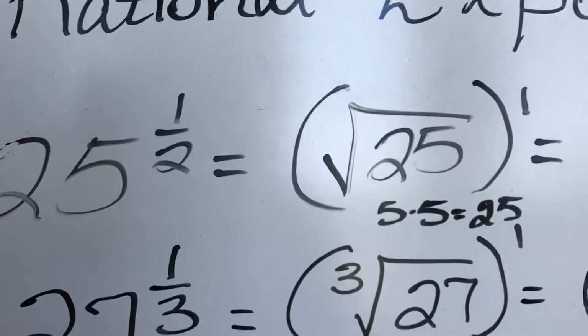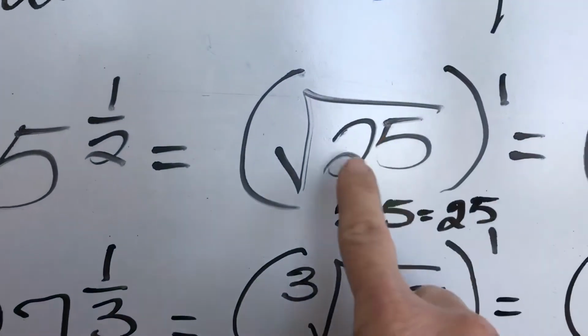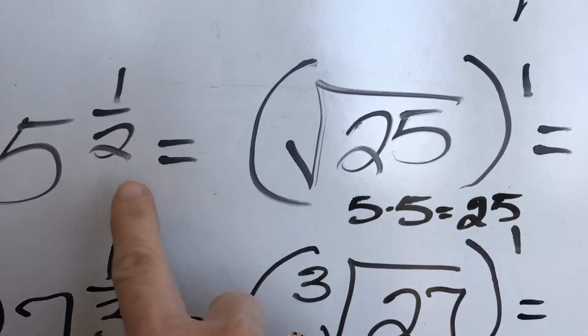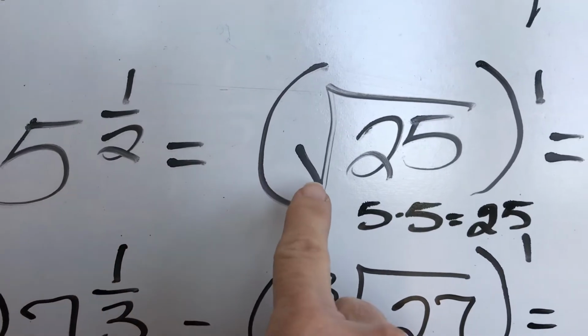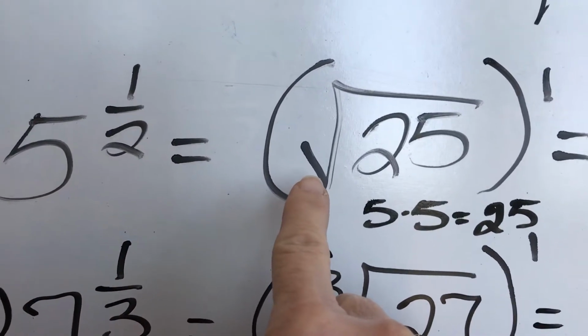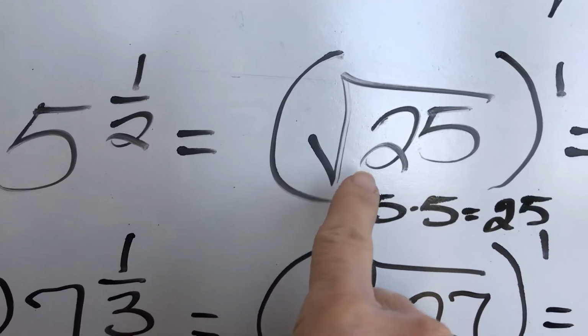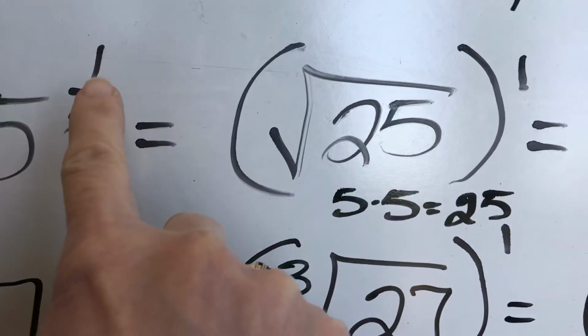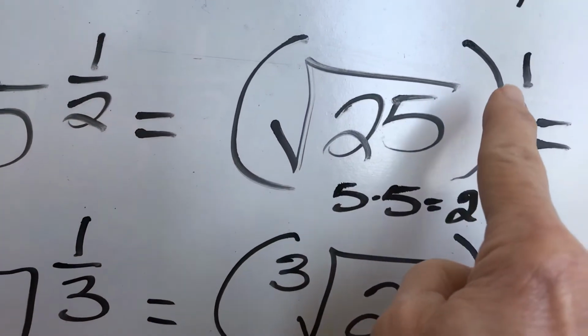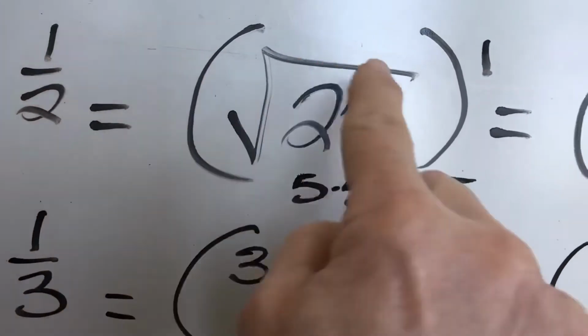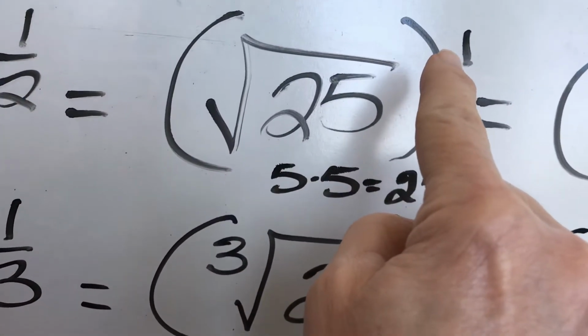Well, that's going to equal the square root of 25, because the 2 tells us we're going to take the square root. So the square root means 2. So we want the second root of 25. And then we're going to raise it again to the first power. So that 1 in the numerator is why I'm raising this again to the first power.